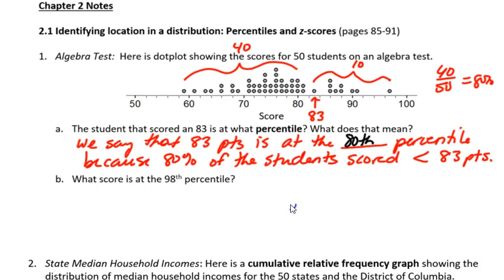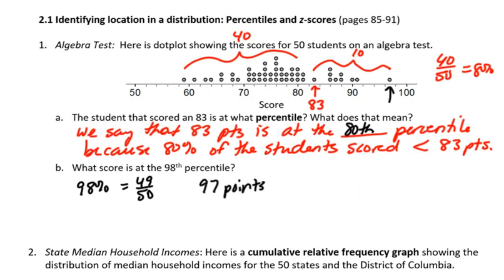Now, what scores at the 98th percentile? Well, the 98th percentile means that 98% of the students scored less than this score. So 98% is equivalent to 49 out of 50. So if we want to find the score that 49 out of 50 students scored less than, it would be the top score here. So 97 points is at the 98th percentile.